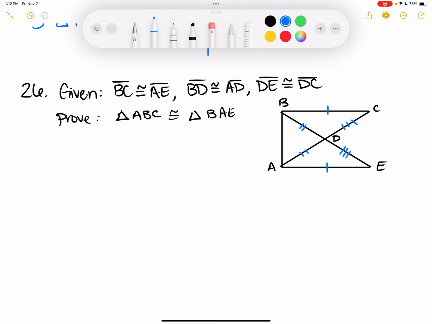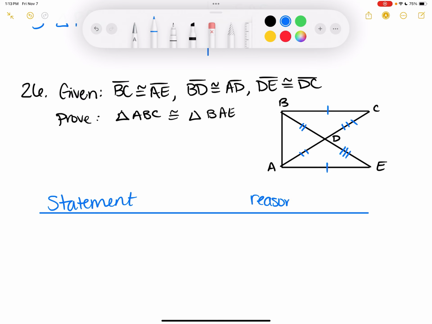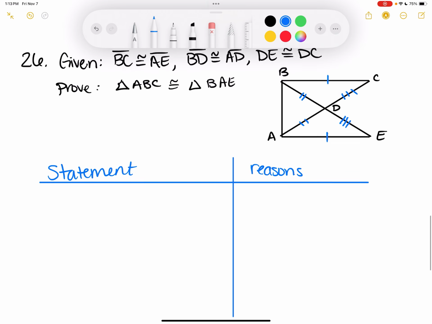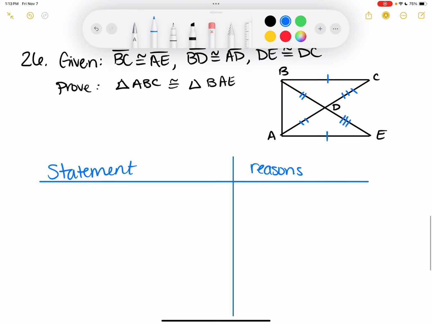So I'm going to set up my proof. Like I said, this one's going to be a little bit longer because there's just a lot to this one that's going to combine everything we've been doing in all of our units so far, with different rules and theorems and things. All right, so I'm going to start with all of my given information in one step. So BC congruent to AE, BD congruent to AD, and DE congruent to DC, with the reason being given information.